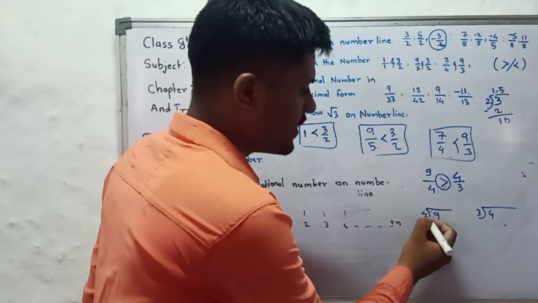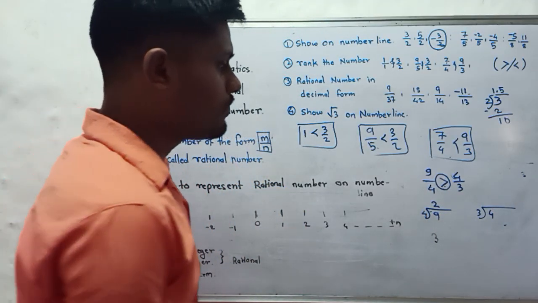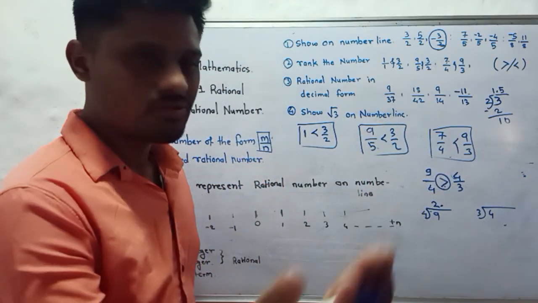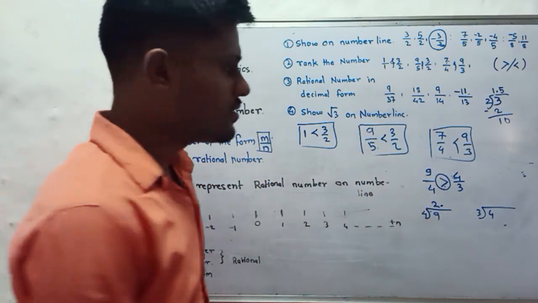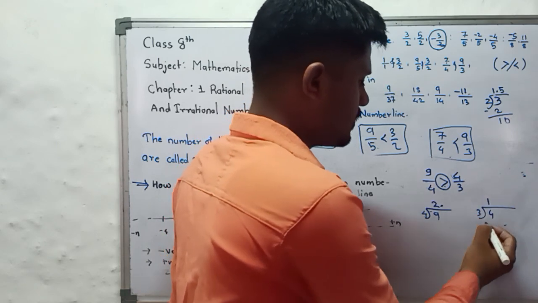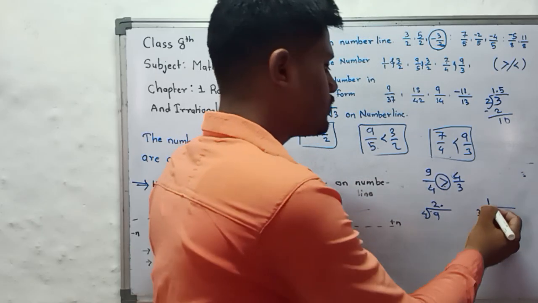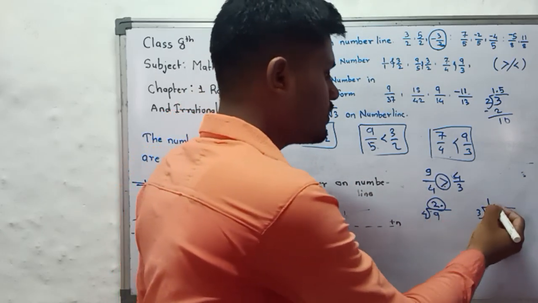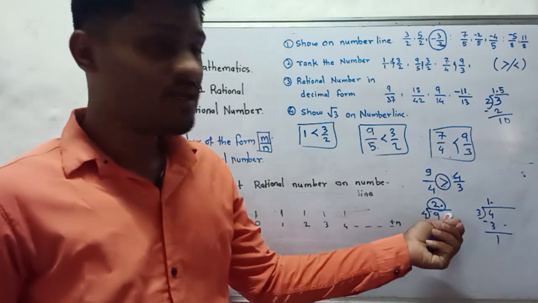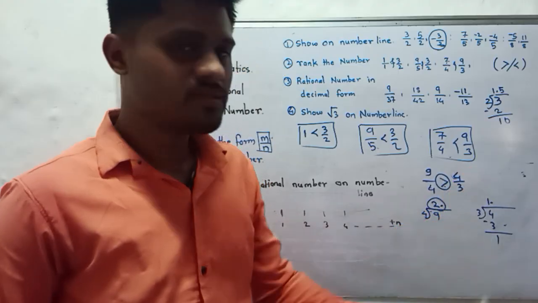So 4 by 9, 4 2s and 4 1 point. So this value comes to 2, then 3 by 4. So 3 1s is 3 and here 3 1. So this value came to 2 point and this value came to 1 point. So 1 is always less than 2. So we can say this value is greater and this value is smaller.